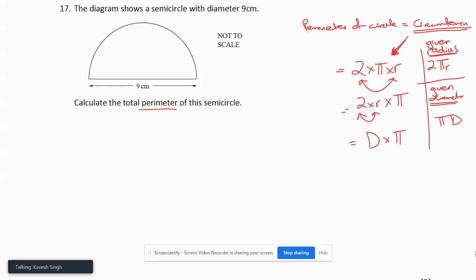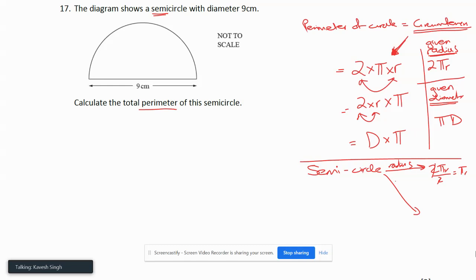Now, if you've got a semicircle, semi is another word for half. So therefore, with regards to a semicircle, the formula gets halved. So semicircle would be in the same way, just take the original 2 pi r and divide it by 2. The 2's cancel, leaving you with pi r if you're given the radius.